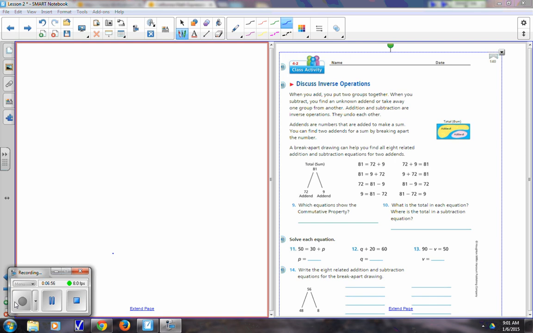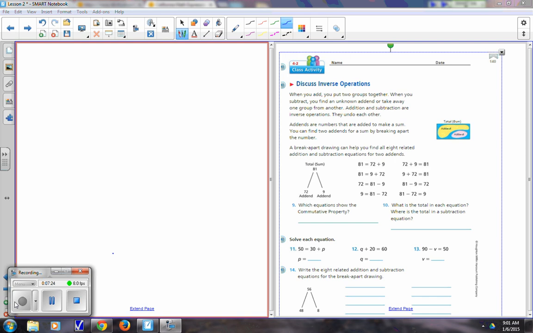Thumbs up if you know that word, add-in. You've heard that before, right? Add-ins are the 2 numbers that you add. You can find 2 add-ins for a sum by breaking apart the number. So it's kind of like what we were doing with multiplication when we were taking the 45 and putting it with 40 and 5. Those were 2 add-ins, right? Do you remember that? That was a long time ago.